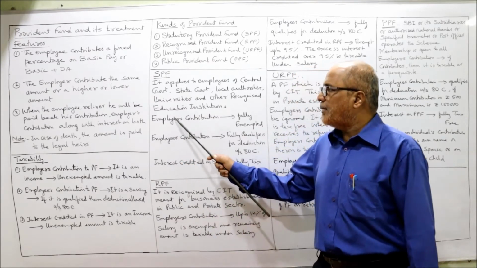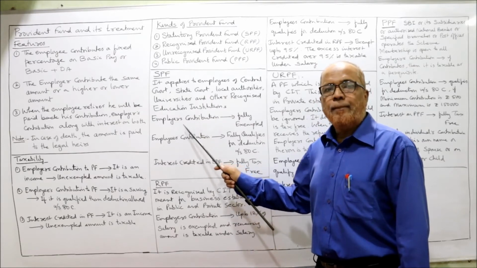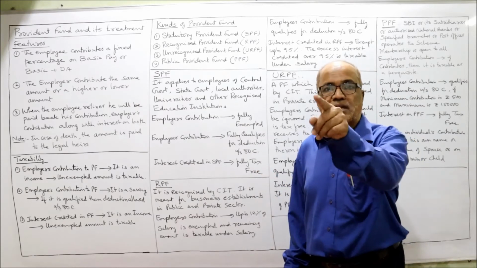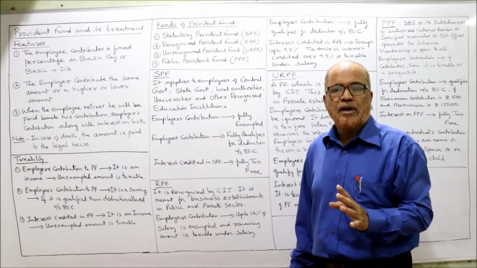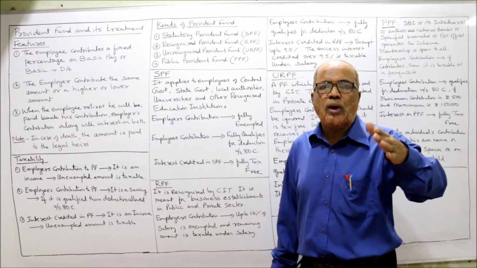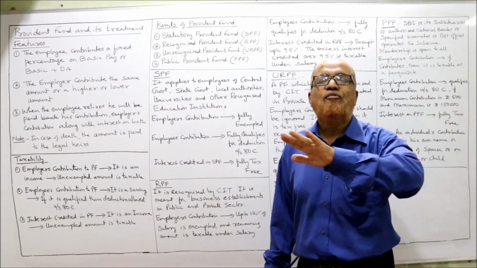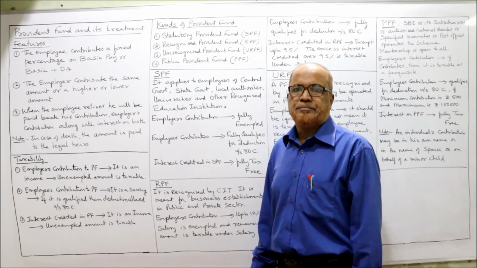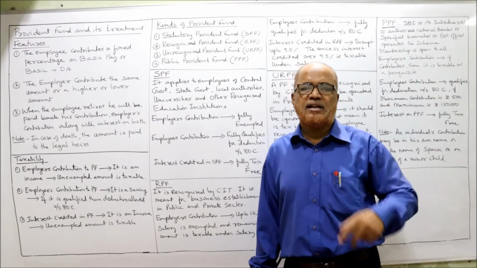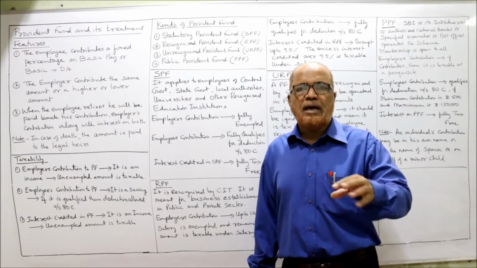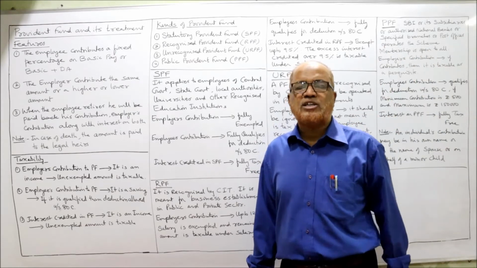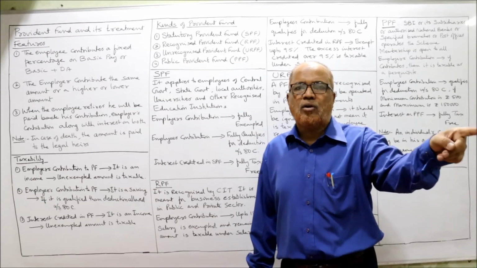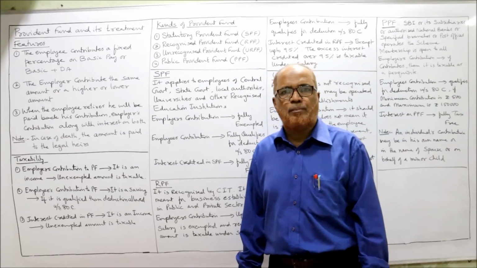What are the features now? Employer's contribution to SPF is fully exempted from tax. Remember this point, very much important. Employer's contribution to SPF, Statutory Provident Fund, is fully exempted, not at all taxable in the hands of the employee. For example, Mr. X is working in a central government department. Every month, the employer contributes to his SPF. The Income Tax Act says nothing is taxable because you are working in a government department where SPF is applied.